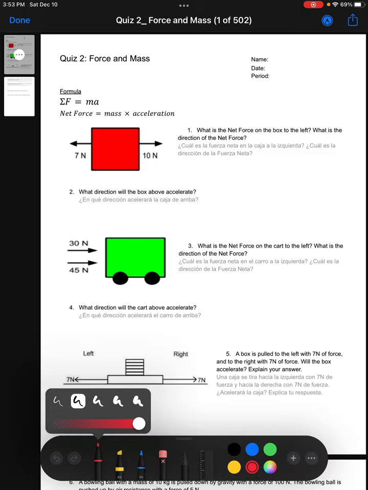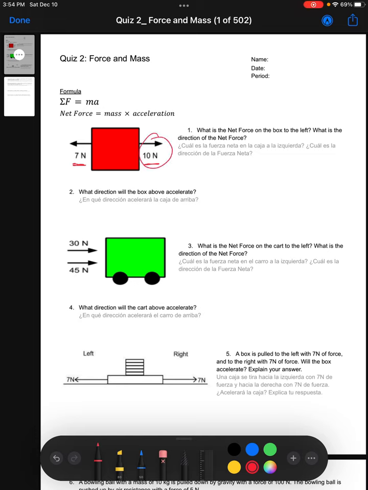So we can see that there's a force of 10 newtons to the right, and there's a force of 7 newtons to the left. So which force is stronger, the force to the right or the force to the left? The force to the right is stronger than the force to the left. So what direction will this box move? Will it move to the right or to the left? It will move to the right because the force to the right is stronger.